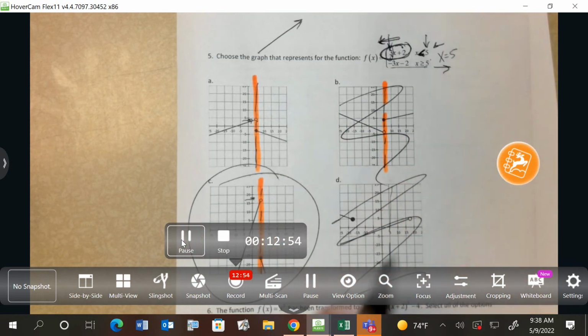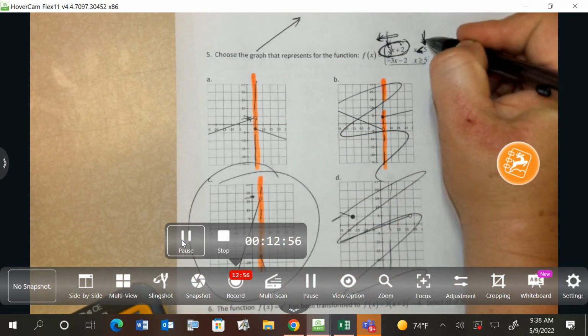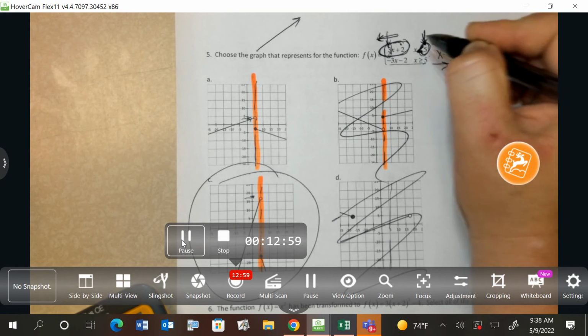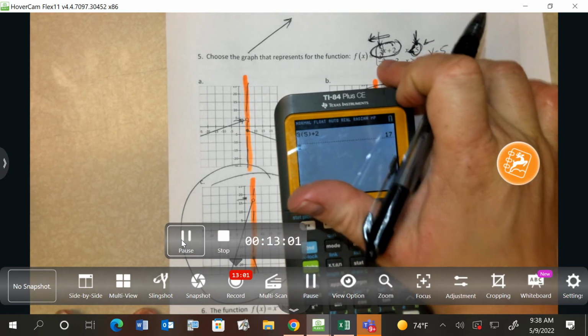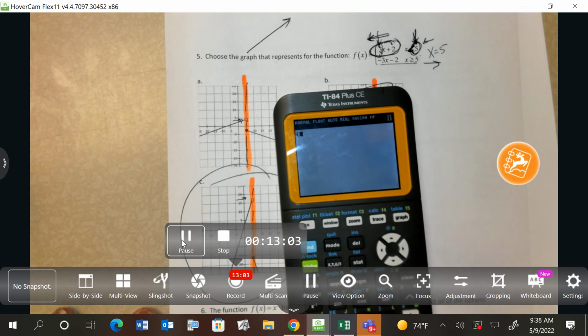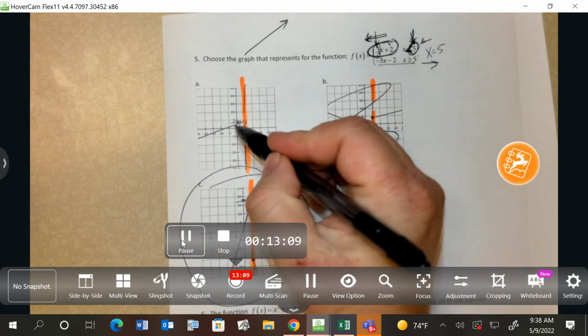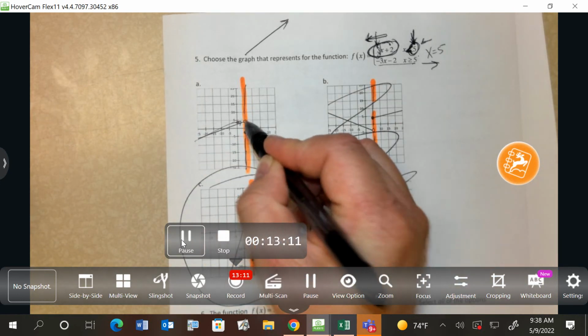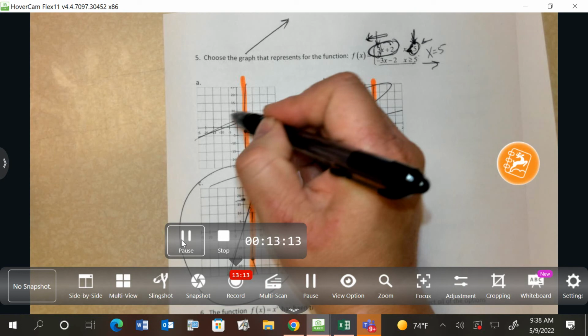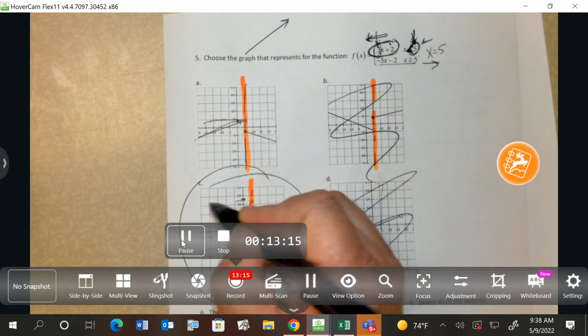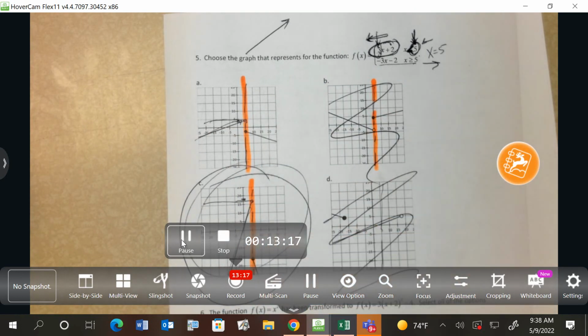So how do I decide which one it is? I plug in this boundary, that wall, which has the number 5, and I plug it into the equation. So I have 3 times 5 plus 2, and I get an answer of 17. This number here for this line should end on 17. This ends at about 4. This ends at 17. That's the correct one.